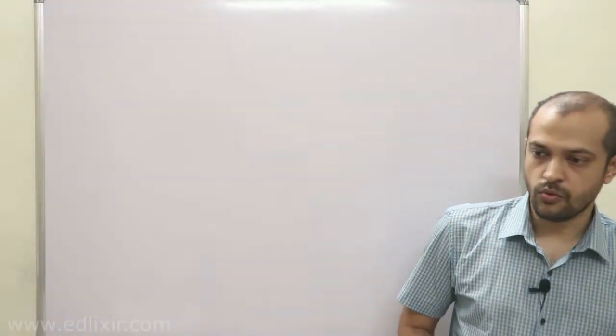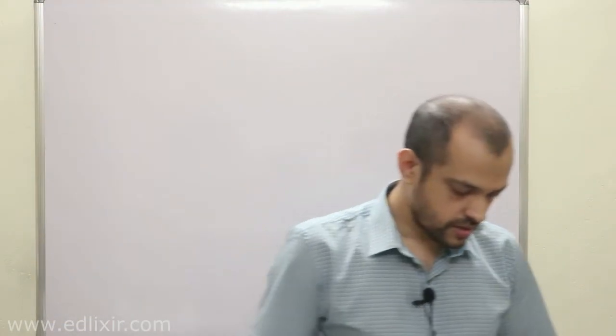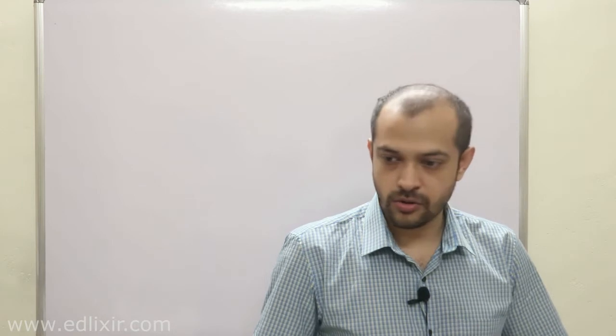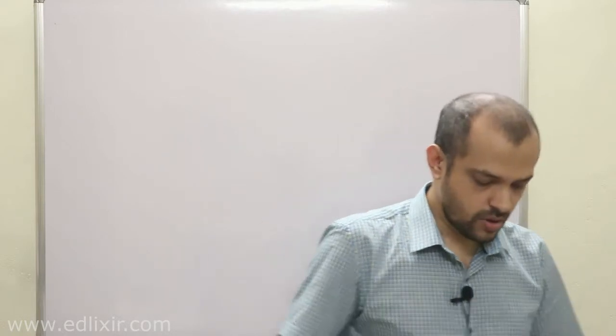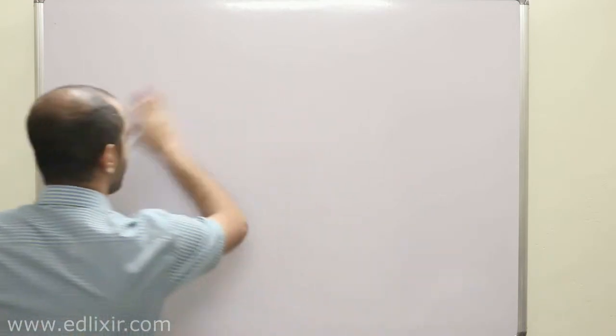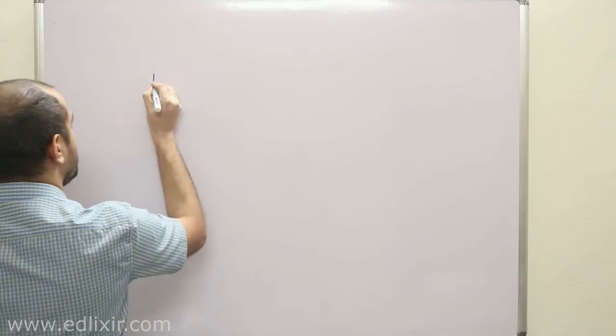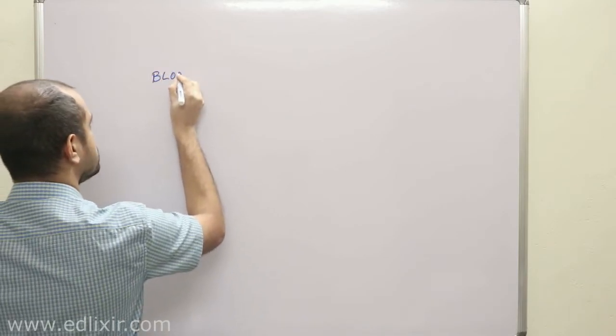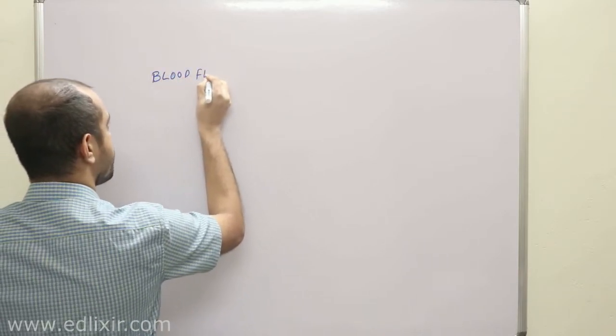So now we will be talking about a very interesting topic, that is how blood flow is actually controlled by different parameters of the blood vessel, that is, the radius of the blood vessel or something like that. Okay, now before that we are going to define blood flow. We will first define blood flow for the first time.